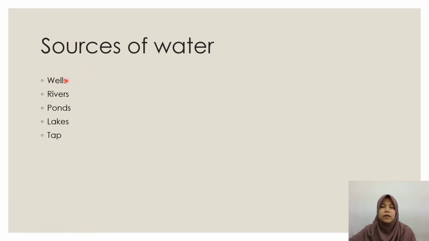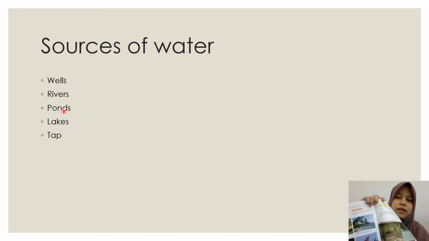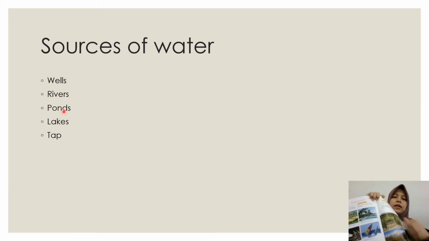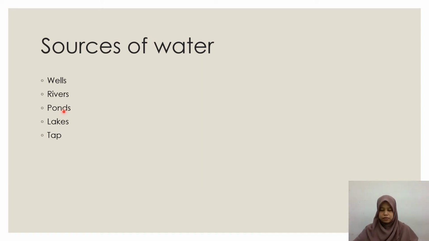This is for some other countries that are not really developed, negara yang tak membangun. They still could not support the water system, the water piping system. So they use wells, rivers, ponds, lakes. This is the wells, telaga, rivers, lake, pond. So those are the sources of water.